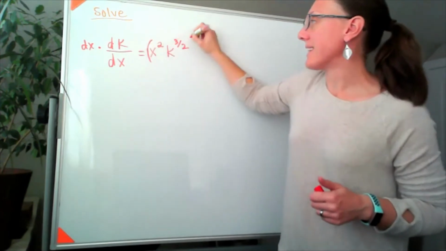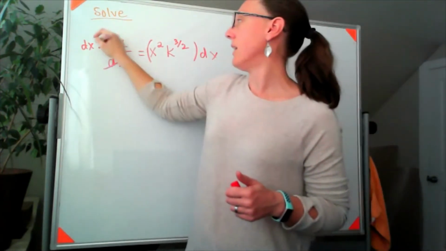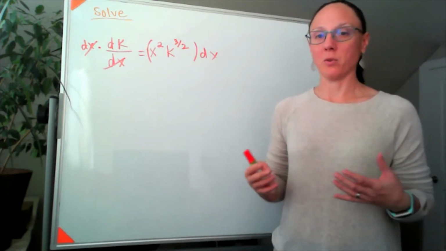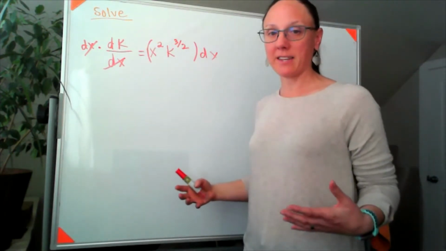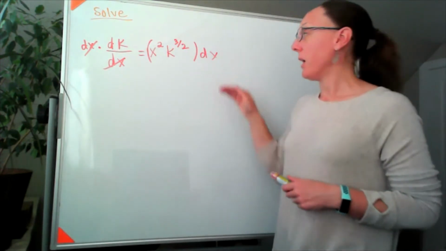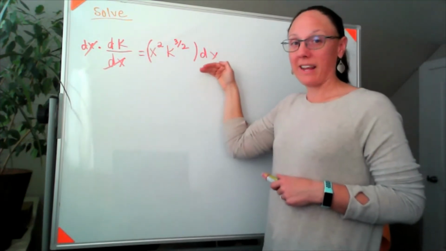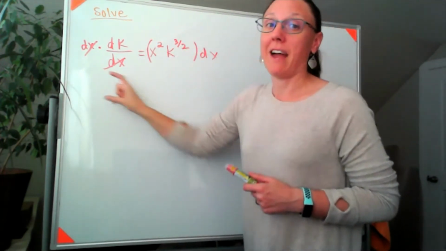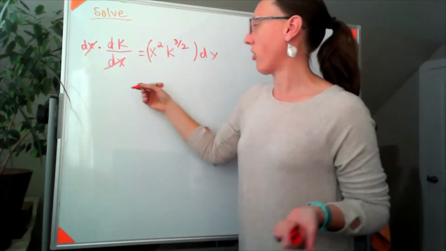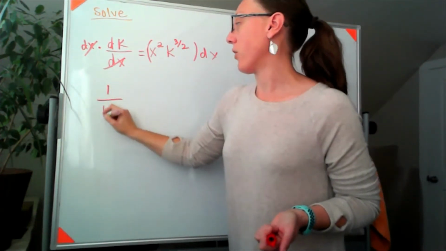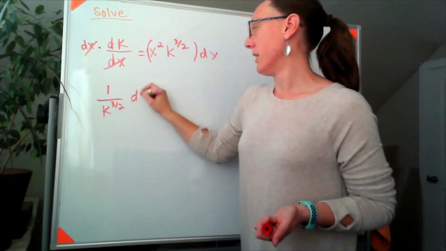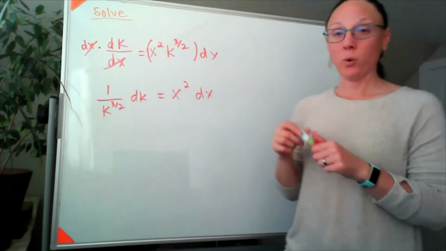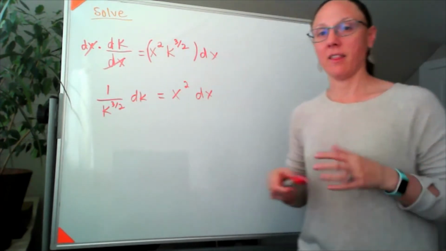And it's really that dx in the denominator that dictates which side of the equation I have to move which variable to. So I have to separate the x's and y's so that we can integrate them. Because that dx is on the right-hand side, I need my x squared to stay over here. So I'm going to divide by that k to the 3/2. So on the left-hand side, I'll have 1 over k to the 3/2 dk is equal to x squared dx. Once I have my variables separated, then I can integrate.